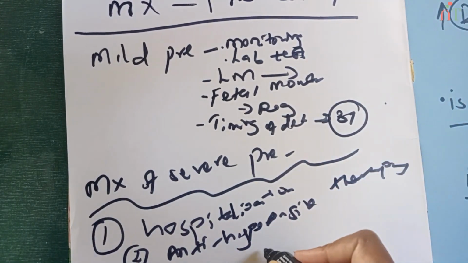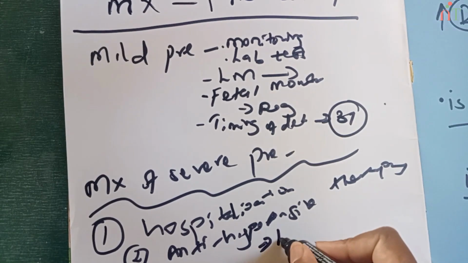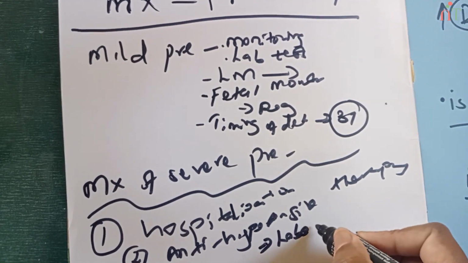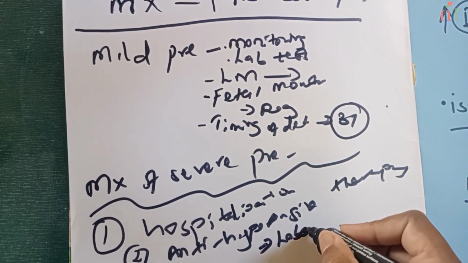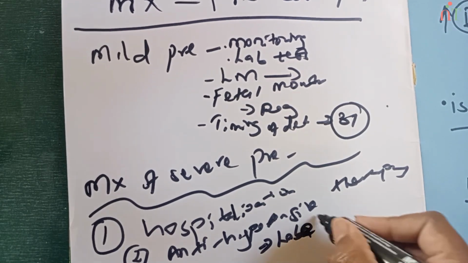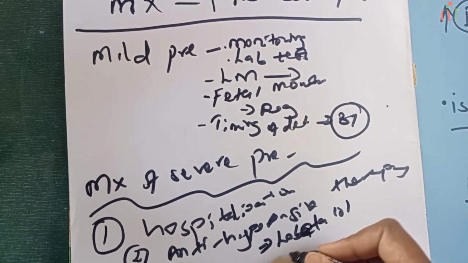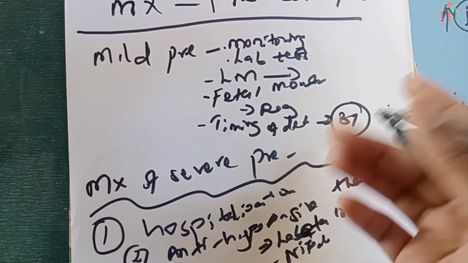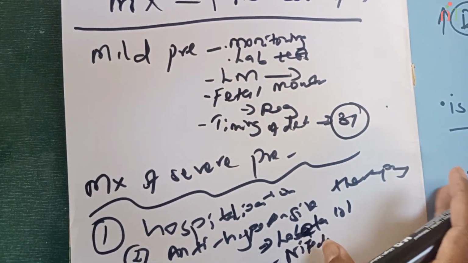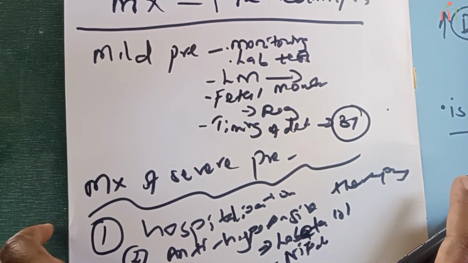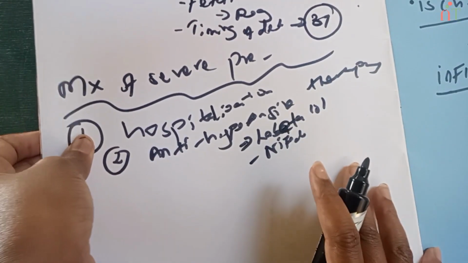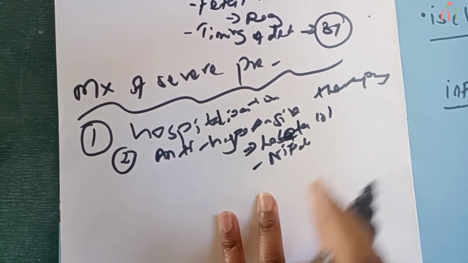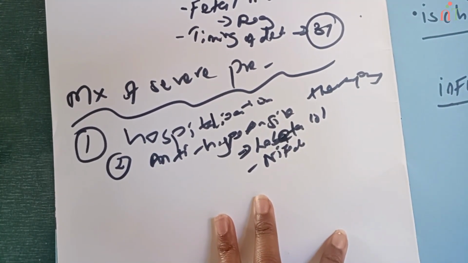For these ones, you can use medications such as labetalol, others like nifedipine. I know you know all of these ones. Hydralazine. These ones, at least they should be able to bring down the blood pressure to a normal or a good range.